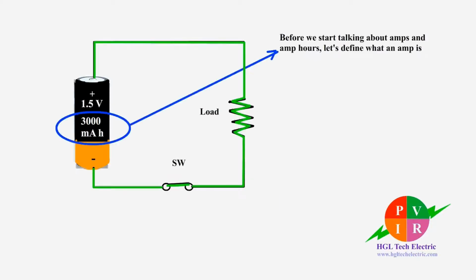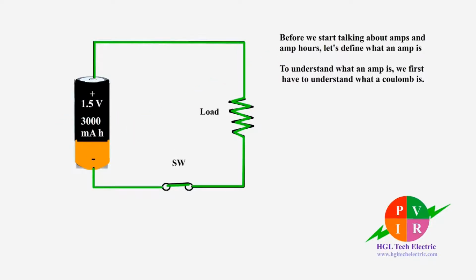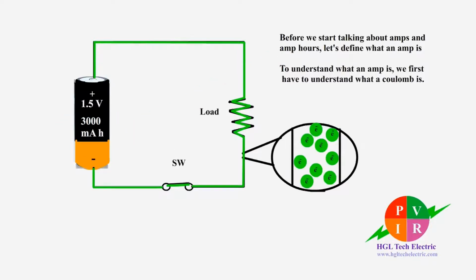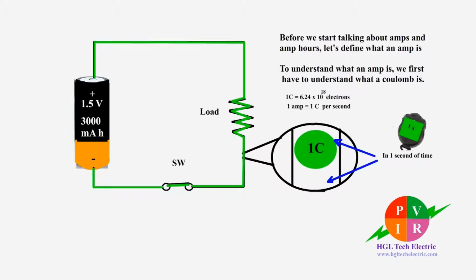To understand what an ampere is, we first have to understand what a coulomb is. In the same way that we measure distances in kilometers or miles, or temperature in degrees Celsius or degrees Fahrenheit, we measure charge in coulombs. As we can see, there are many electrons in 1 coulomb of charge. If 1 coulomb of charge passes a certain point in 1 second, we can say that there is 1 ampere.